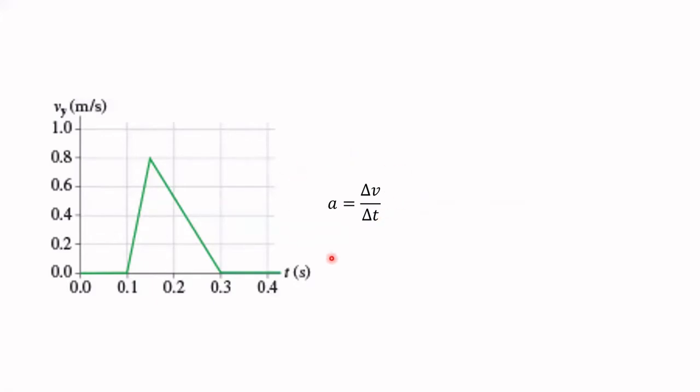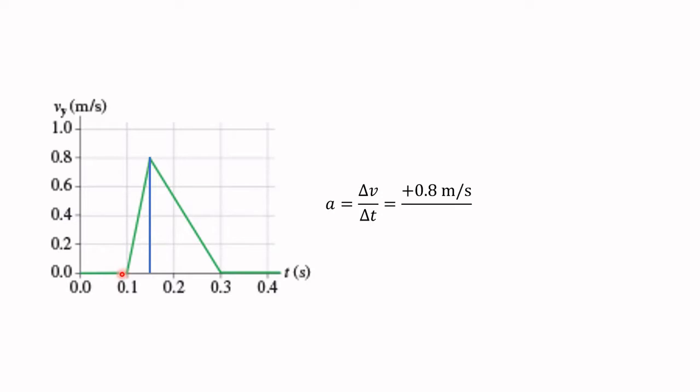Remember, this is really an average acceleration. It's an average rate of change of velocity. But if your velocity is changing at a constant rate, then average is the same as instantaneous. Remember, what's the one curve that has a constant slope? That's a line, and that's what we're looking at here.